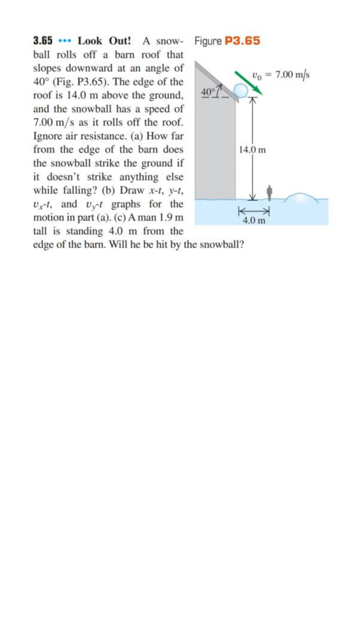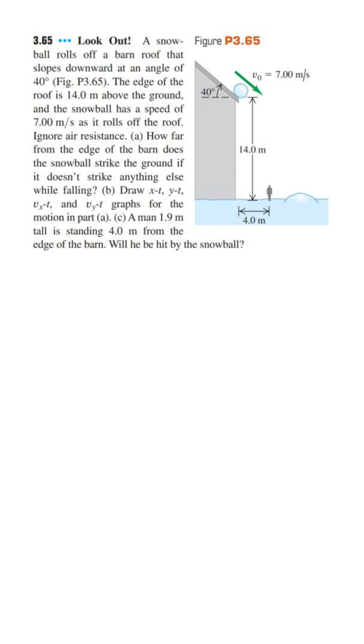A snowball rolls off a barn roof that slopes downward at an angle of 40 degrees. The edge of the roof is 14.0 meters above the ground, and the snowball has a speed of 7.00 meters per second as it rolls off the roof. Ignore air resistance. A. How far from the edge of the barn does the snowball strike the ground, if it doesn't strike anything else while falling?